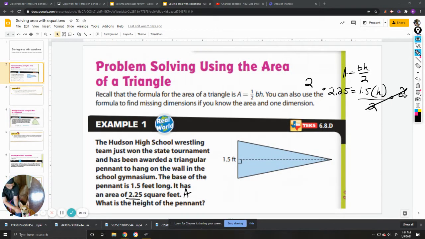So these two cancel out. You're going to do 2.25 times 2, which comes out to 4.5. So now you have 4.5 equals 1.5 times the height. Well, the 1.5 is being multiplied to the height that's unknown, so you're going to do the opposite and divide 1.5 to both sides. So you're going to do 4.5 divided by 1.5, which is, ooh, that's a weird 3, is 3. So your missing height is 3 feet.